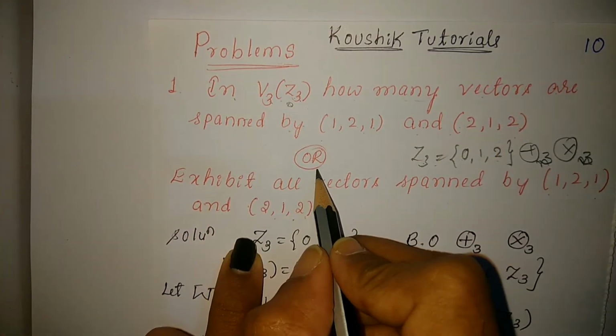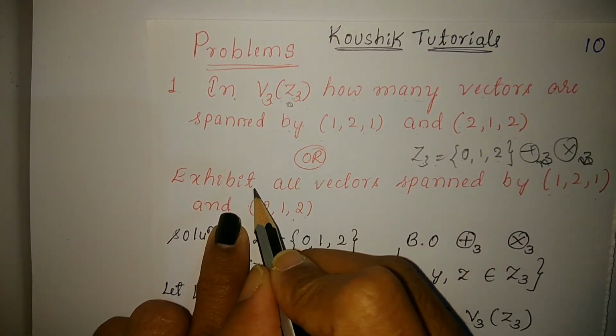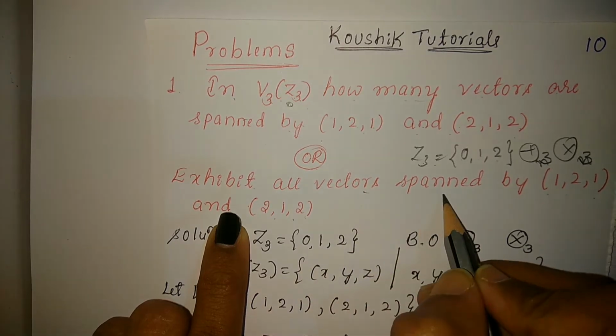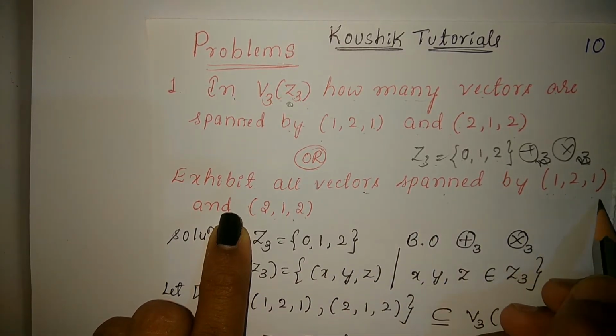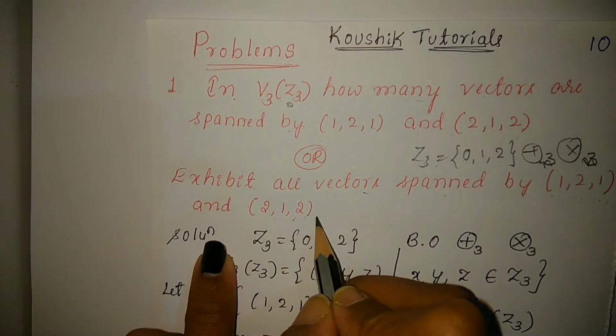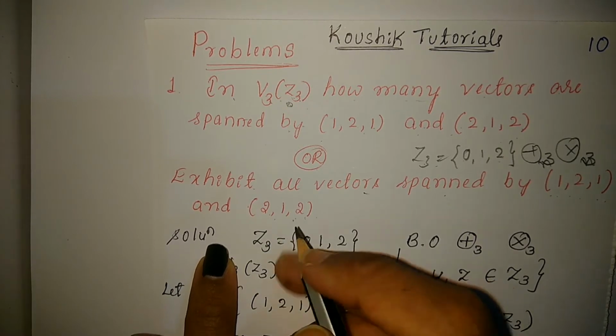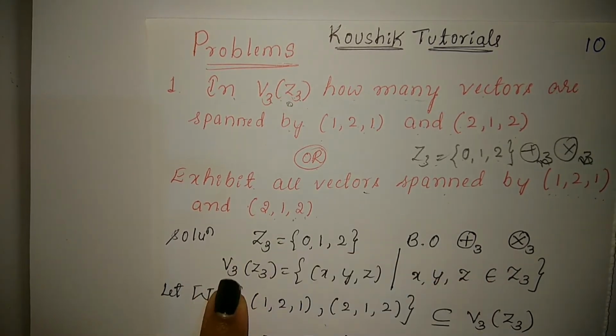Or the question can also be like this: exhibit all vectors spanned by (1, 2, 1) and (2, 1, 2). So, this is the question. So, here is the solution.